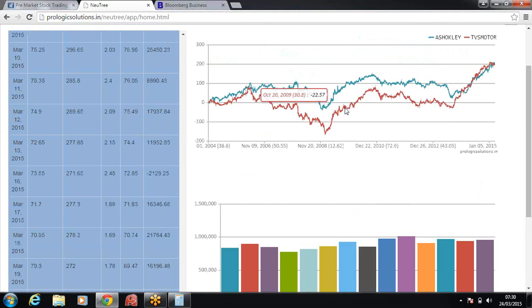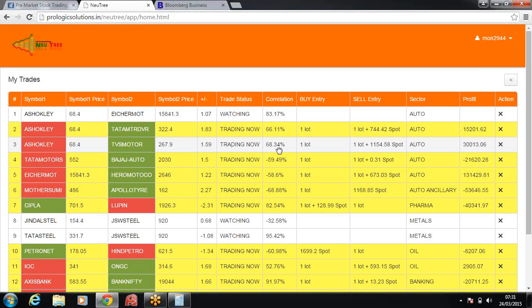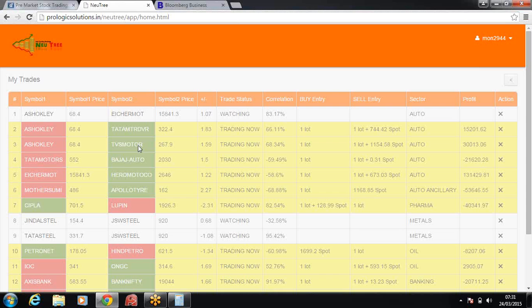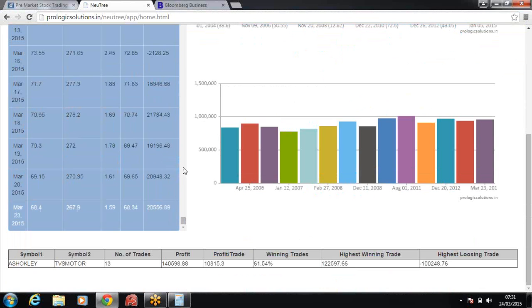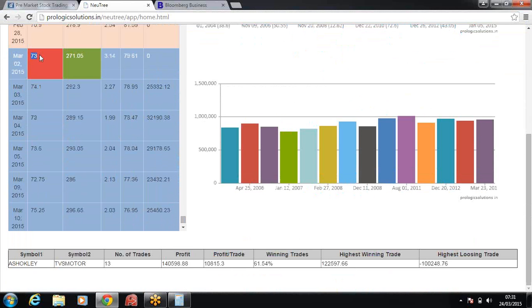Now what is my investment here? Let me come back to this. So in Ashok Leyland you will short one lot, and in TVS Motor you will buy one lot plus 1154 shares in the spot market, the cash market. So you can calculate that. Let me come back to that trade. We have this back-tested data for 10 years, so you don't have to worry about the calls. This particular call got generated on March 2nd. So at 73 we have shorted Ashok Leyland, and we have bought TVS Motor one lot plus 1400 shares in the spot market, so that both are equal in terms of investment.